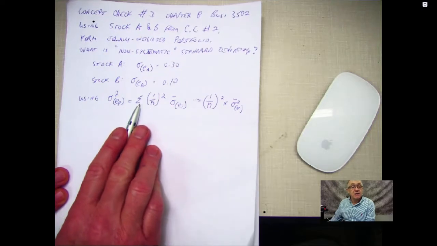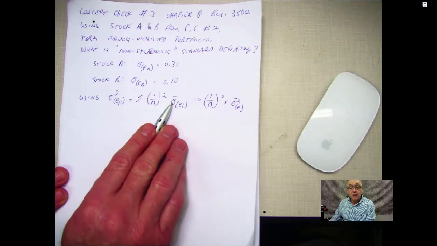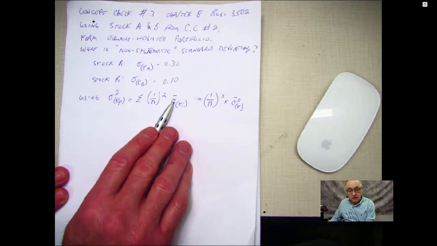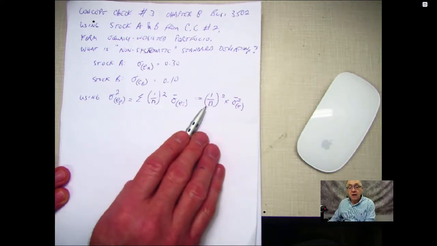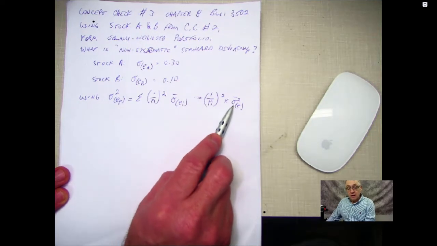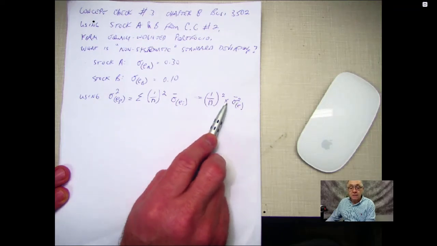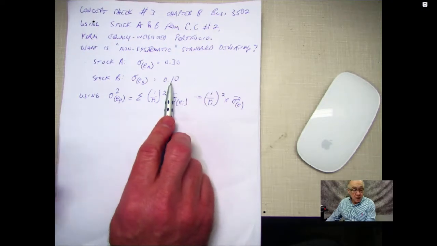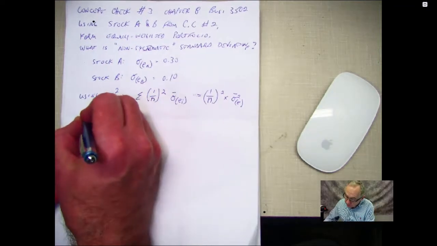Our formula is the summation of 1 over n squared times the average of the standard error in each, the standard deviation of the unsystematic risk of each. Simplifying, 1 over n squared times the variance of each portfolio. This n in this case is only going to be 2 because we have 2 stocks. So this expands to our formula.